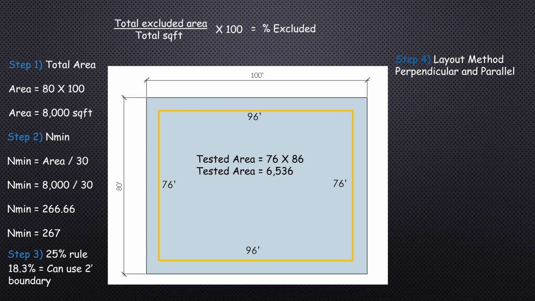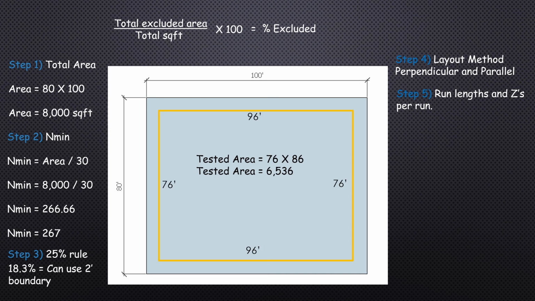Step 4. Determine your layout method. You can choose from the perpendicular and parallel line layout or 45 degrees to the longest boundary lines layout method. Again, we default to the perpendicular and parallel lines. Now we have all the information we need to put our runs on this section. Using the longest boundary, which is 96 feet, we will lay out our lines perpendicular and parallel to that boundary. Step 5. Determine your run lengths and the amount of z-values per run.